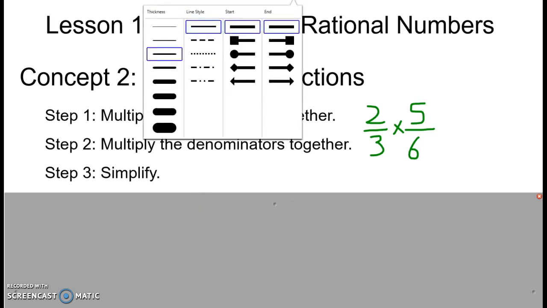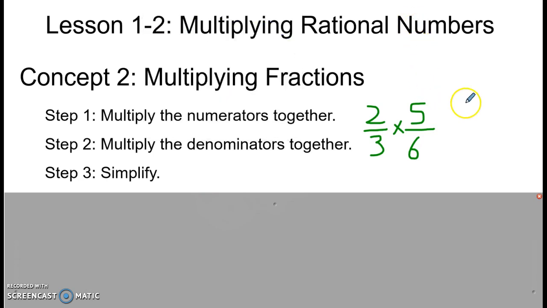All right, when we multiplied an integer by a fraction, our first step was multiplying the integer by the numerator, and here we're basically doing the same thing. We're multiplying the numerators together. So our numbers are 2 and 5. So we'll do 2 times 5, and that equals 10.